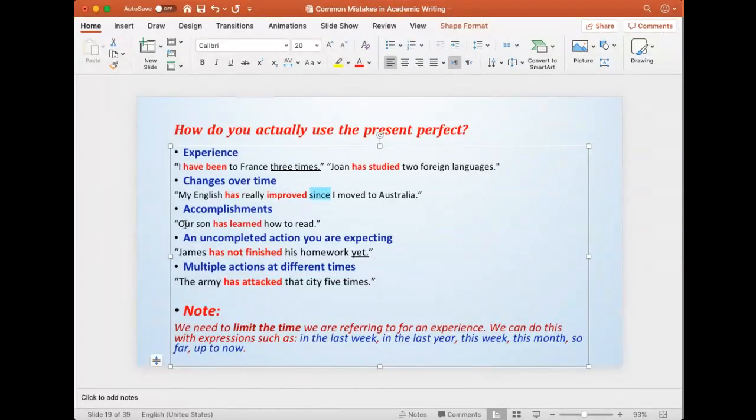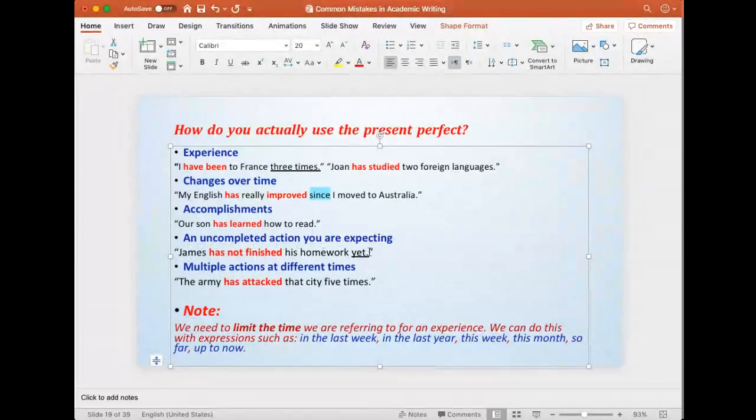Accomplishments. Our son has learned how to read. So he accomplished the reading. He has learned how to read. When? We don't know, but the most important thing is to know that he knows how to read. It's an accomplishment. I have finished my degree, for example. I have finished my degree. I'm celebrating, I'm accomplishing my accomplishments.